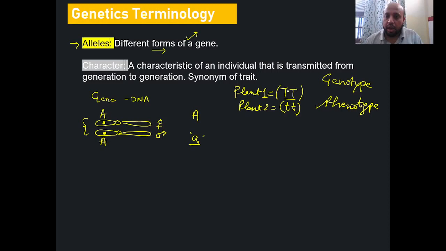Now if these two plants are crossed, let's say plant 1 and plant 2 are crossed, the next generation that comes is called the first filial generation. This progeny or offspring will receive one chromosome from this and one chromosome from this. We can define this as a female plant or a male plant over there. So this offspring will receive a capital T and a small t over here.